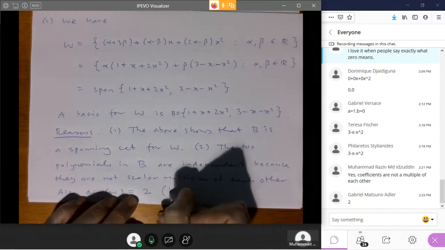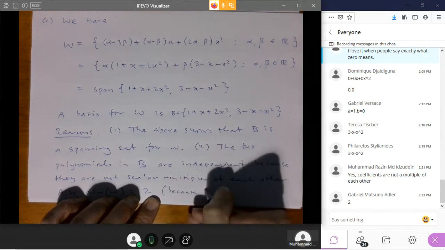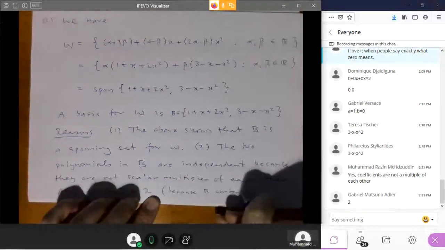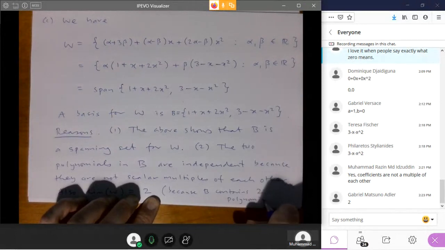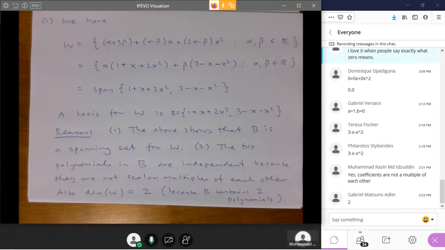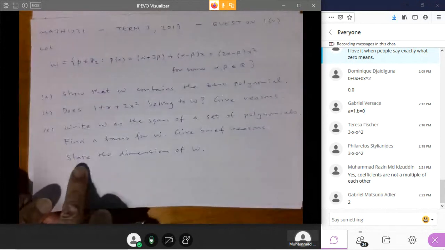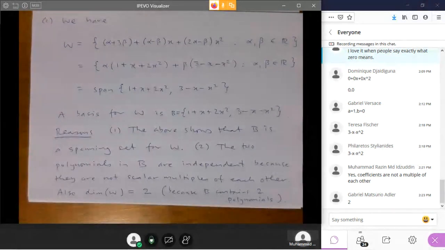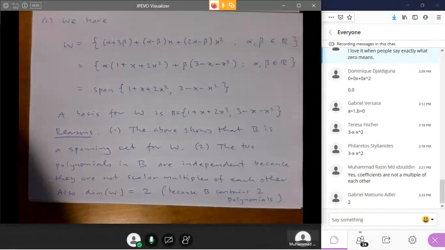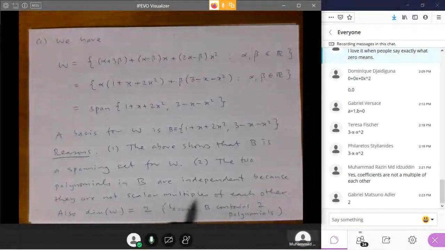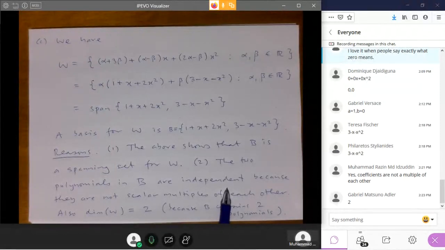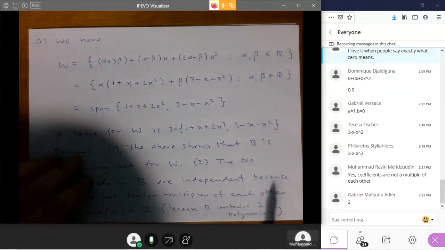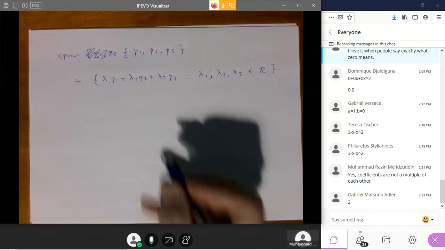Let's just give a brief reason. Because B contains 2 polynomials. Although if the question says state, we usually understand that to mean reasons are not required. Nevertheless, it doesn't hurt to put reasons if appropriate. Before I hand over to Daniel, I'd like to mention, because this is something people sometimes get wrong, this reason we have for independence. They're not scalar multiples of each other, and it works because there are 2 polynomials. Remember, that does not work for more than 2 polynomials.